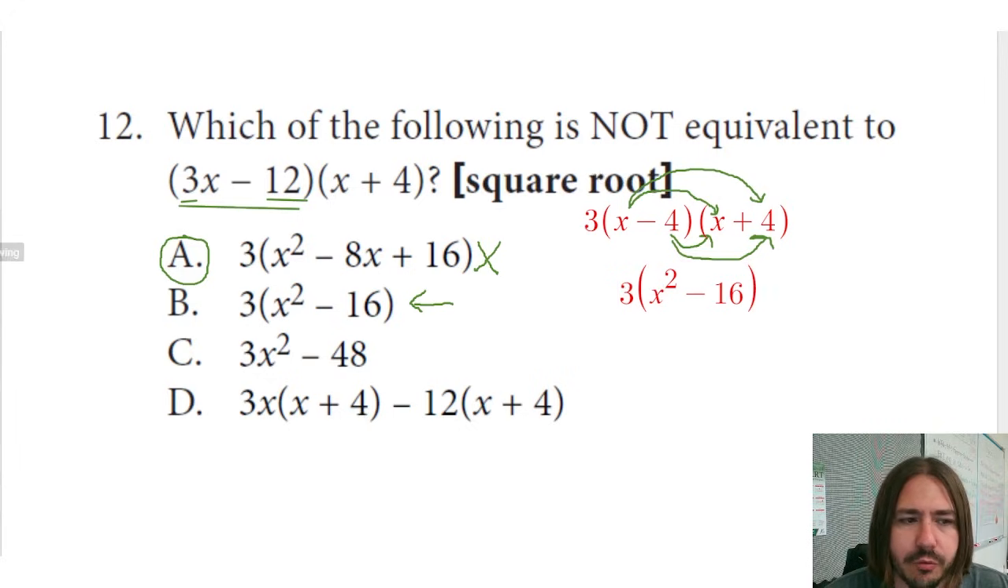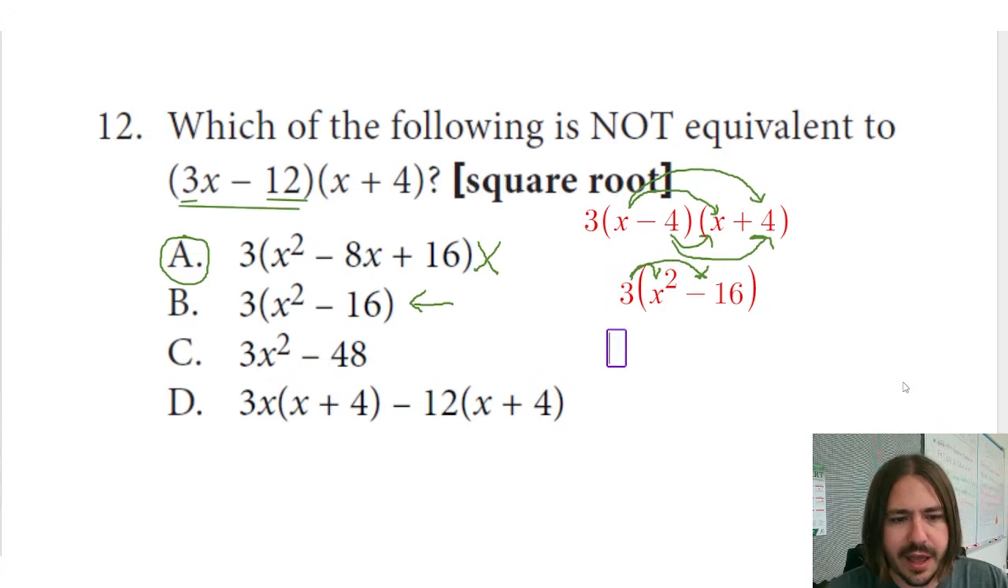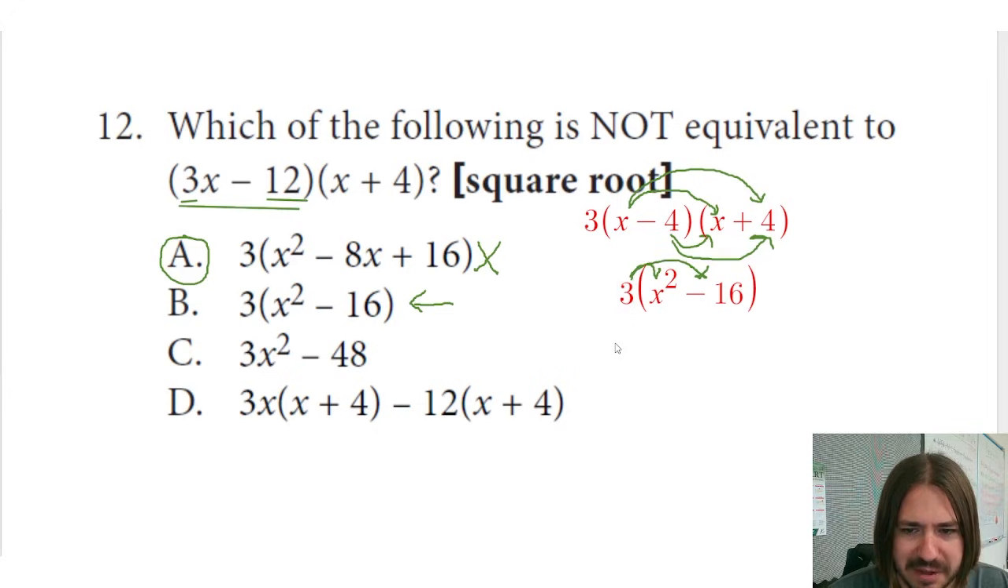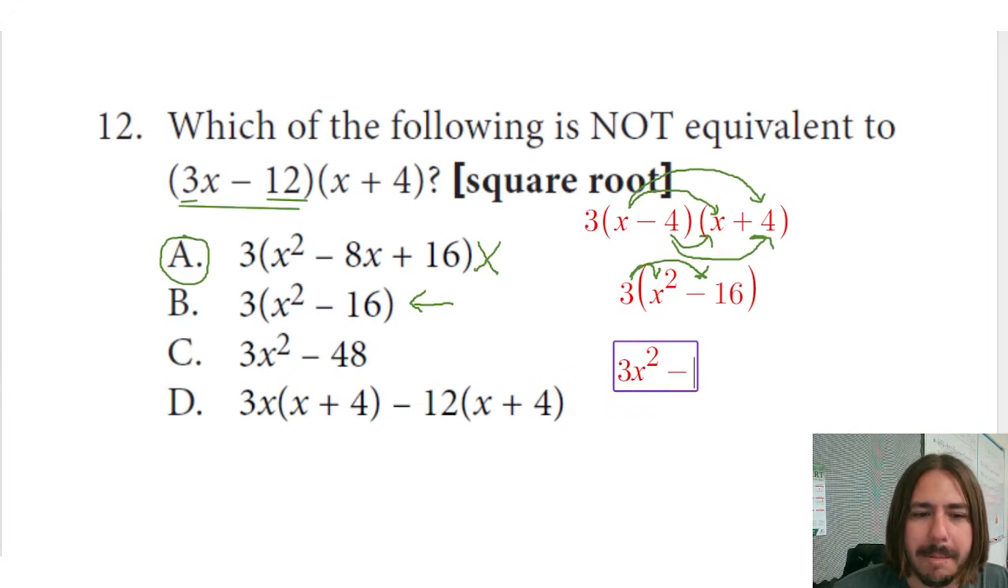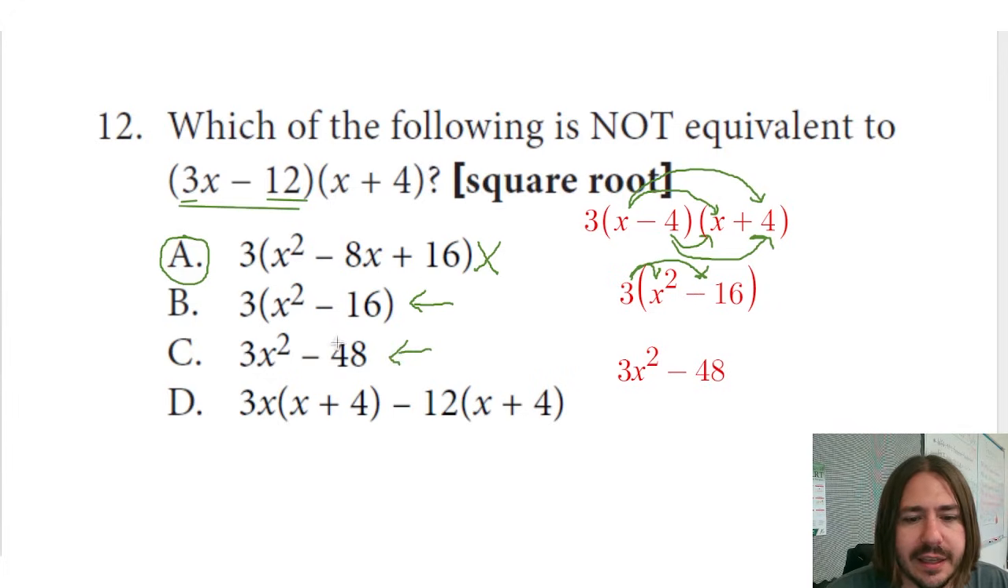But just to double check C and D real quick, if I multiply this 3 back in, if I distribute the 3 here, multiply 3 by x squared and 3 by negative 16, I get 3x squared minus 48. So we can say, okay, well, C is also equivalent. Right? These are the same as the original expression. D is probably going to be easier to actually work from the answer choice back and distribute the 3x and the negative 12 rather than trying to figure out how they came up with this expression.